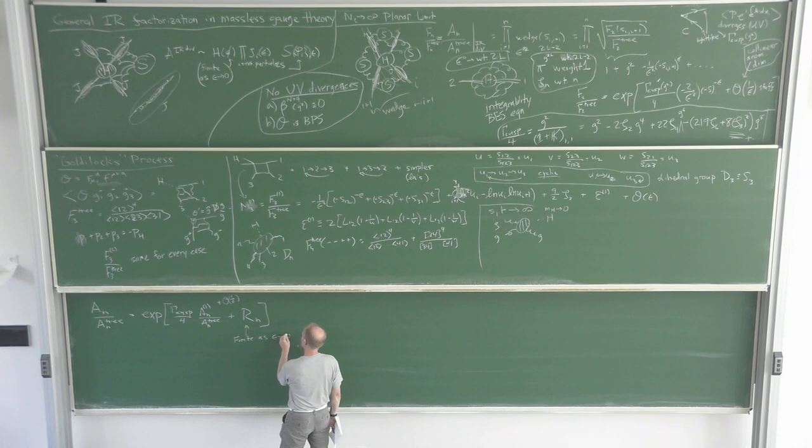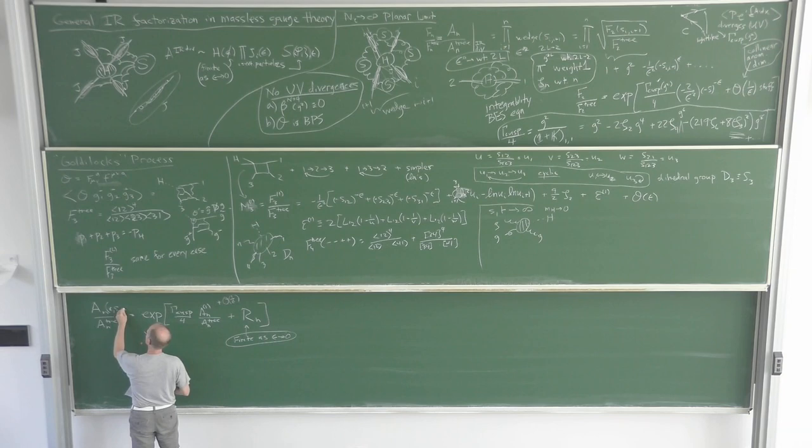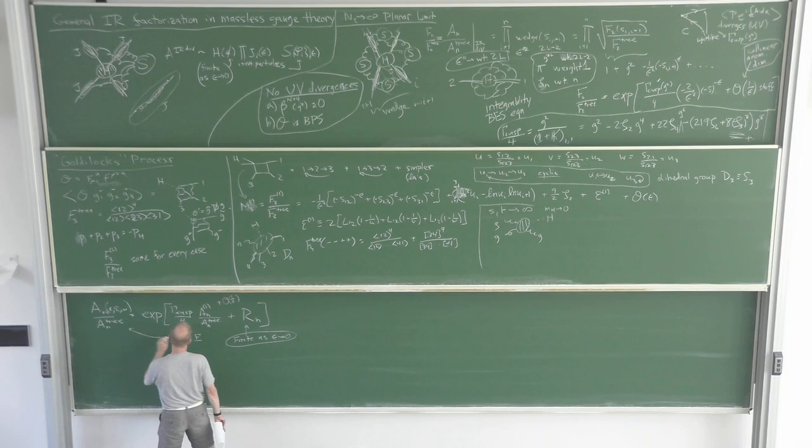So we can exponentiate the full one loop amplitude divided by the tree with this gamma cusp, and that captures all the infrared divergences. And there's a similar formula for form factors if we just replace the A's by F's on both sides here. There's the same formula. Okay?